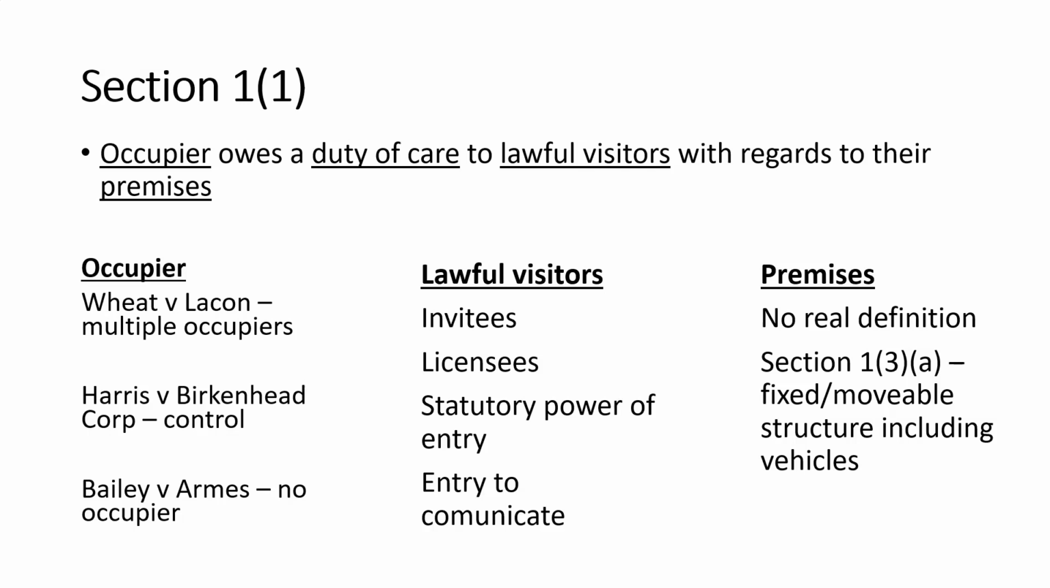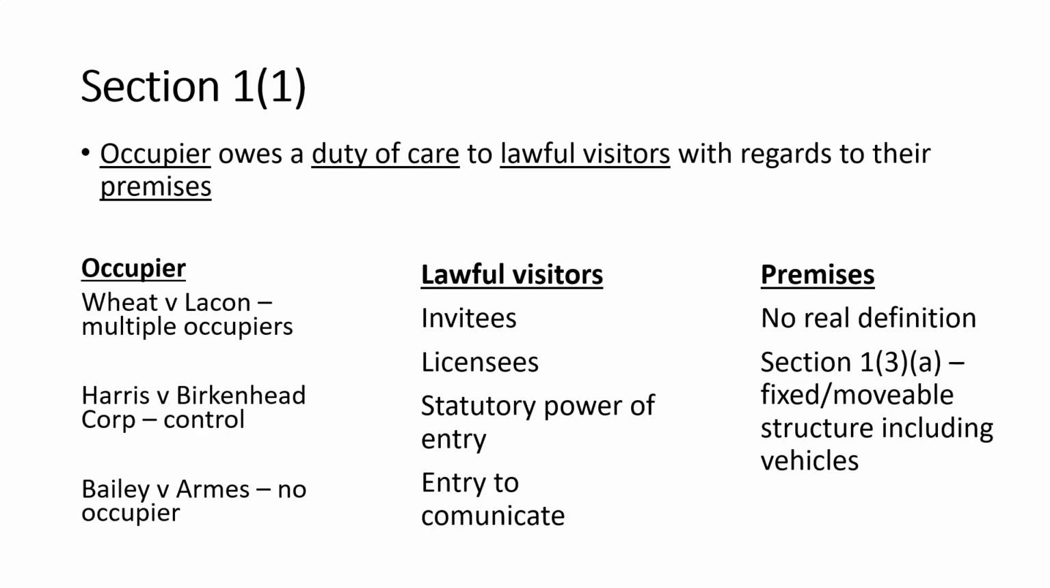The first one is Wheat v Lacon, and in this case, a manager of a pub was given permission by the owner of the pub to rent out some of the rooms upstairs where he also lived to paying customers, and one paying customer slipped and fell down an unlit staircase, and her estate brought a claim against the pub to say, well, you're liable for negligence in that case, but we want to sue you as the occupier.